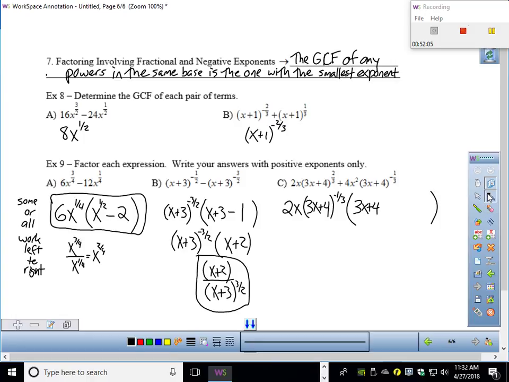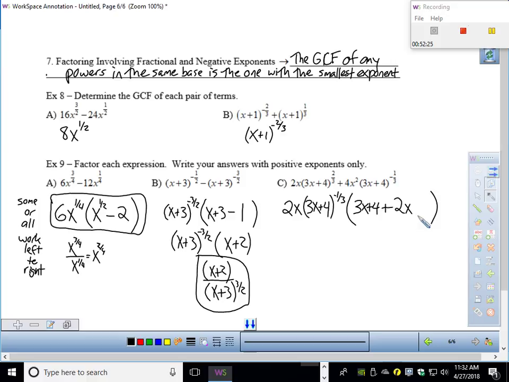Cool. And then here's my plus. Again, just continuing left to right. Did I take some or all of the 4 out? Well, I took some of it out. I took a 2, so there's still 2 in there. Did I take some or all of the x squared out? Well, I took some of it out, because here's an x right here, but there's still an x remaining. And did I take some or all of the 3x plus 4 to the negative 1/3 out? I took all of it out. There it is. So there are no more 3x plus 4s in there.